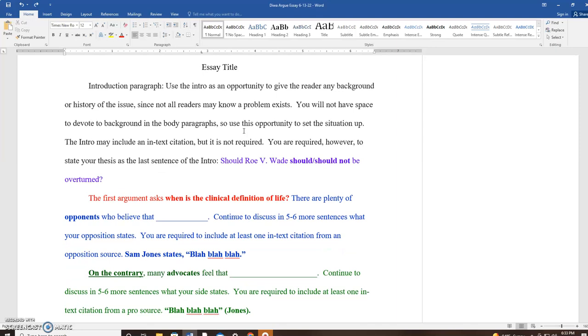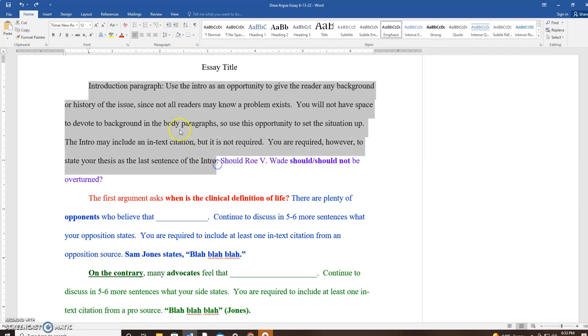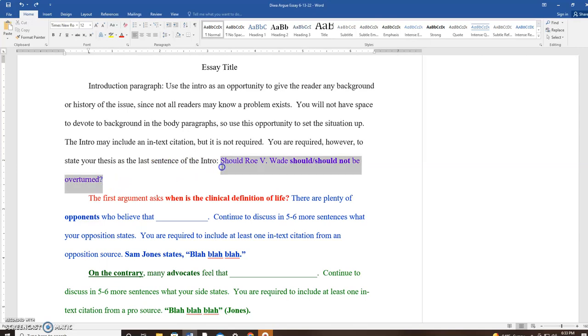And I've given you guys a template. Here are the instructions for the intro. Use your intro as an opportunity to give me any background necessary for me to understand this problem and why this problem exists, why this question exists, why this question is a big deal, why this topic is a big deal, why people question this or argue about this. The last sentence of the intro should be your thesis.